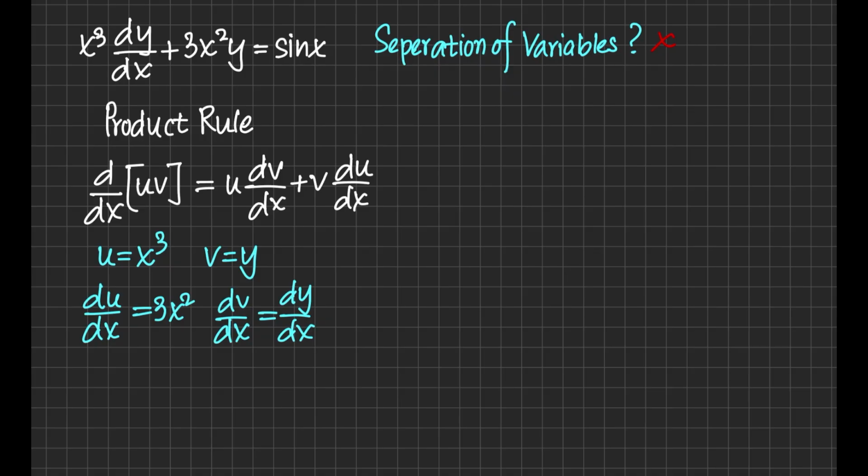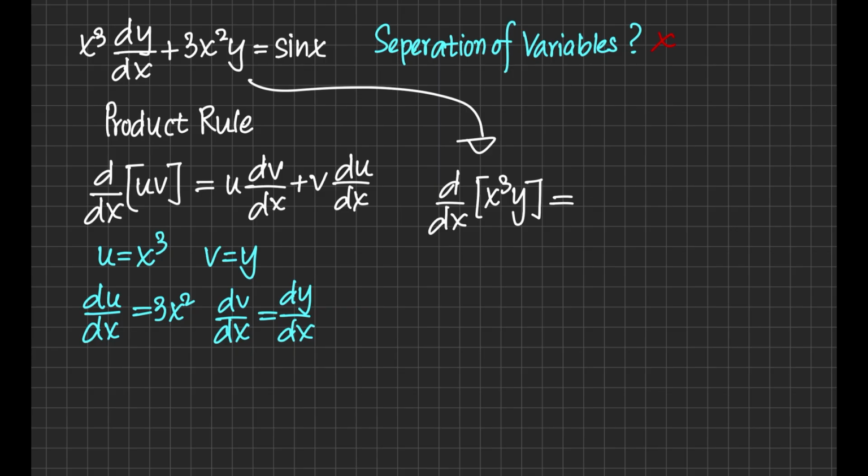So using this approach, we can simplify this equation as d over dx of x cubed y is equal to sine x. And just like before, we integrate both sides of the equation: the integration of the derivative of x cubed y, and the integration of sine x dx.